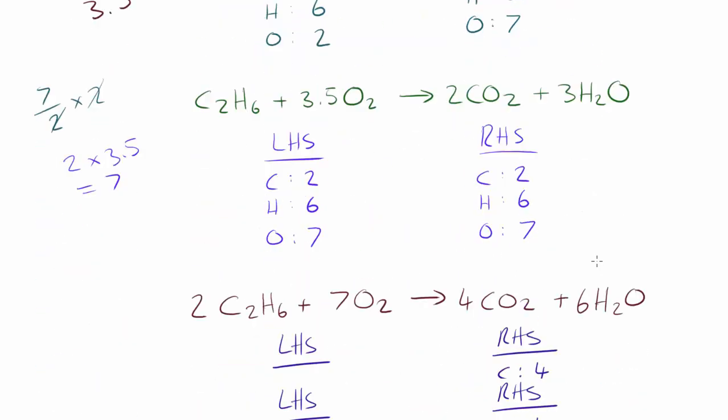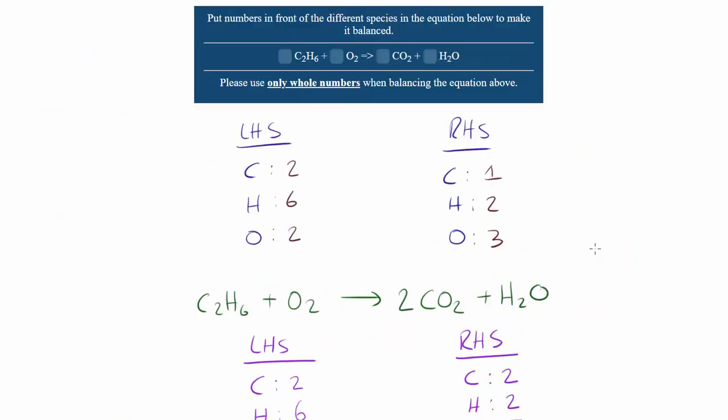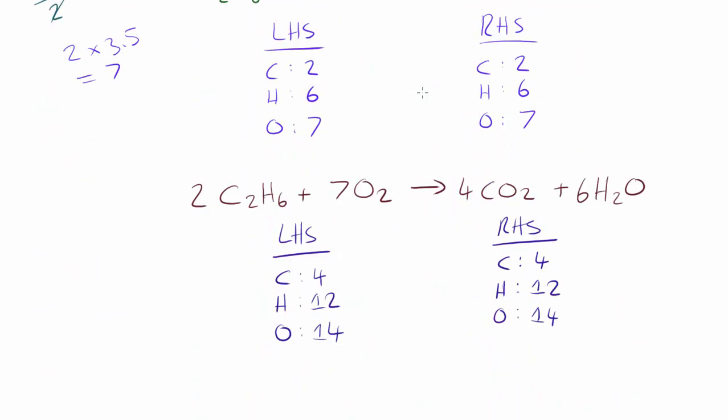Okay, so it's 2, 7, 4, 6. Right, so I can just put here 2, 7, 4, 6. Okay, and so this here is our balanced equation. Okay, right.